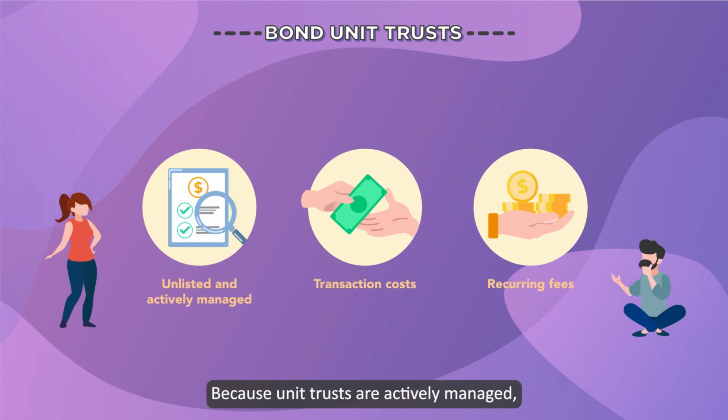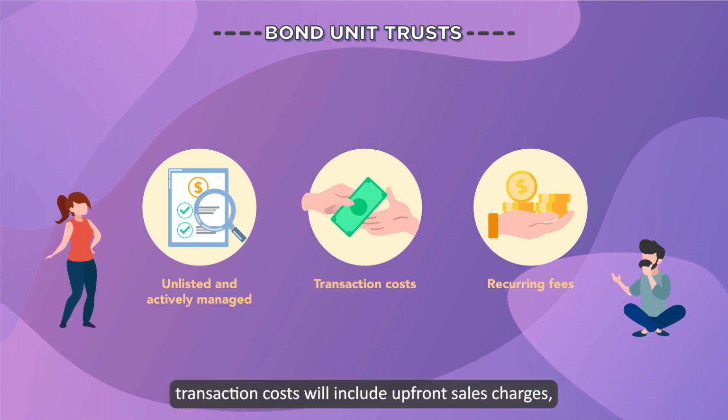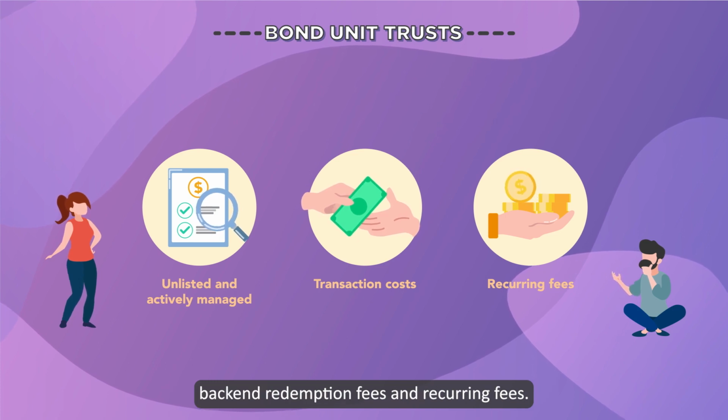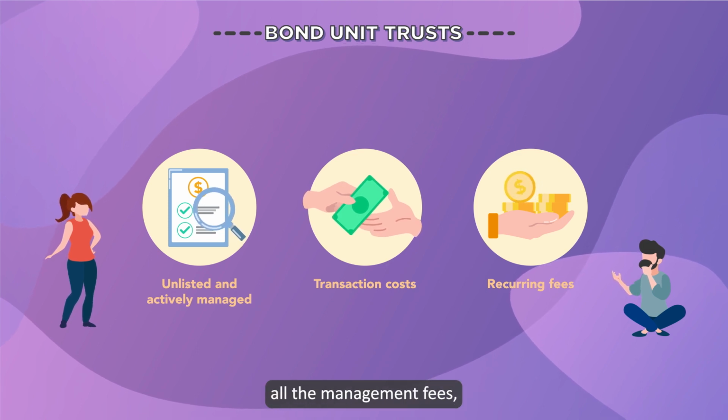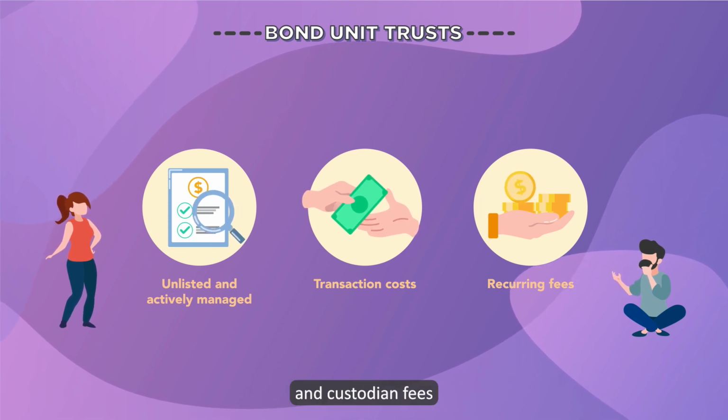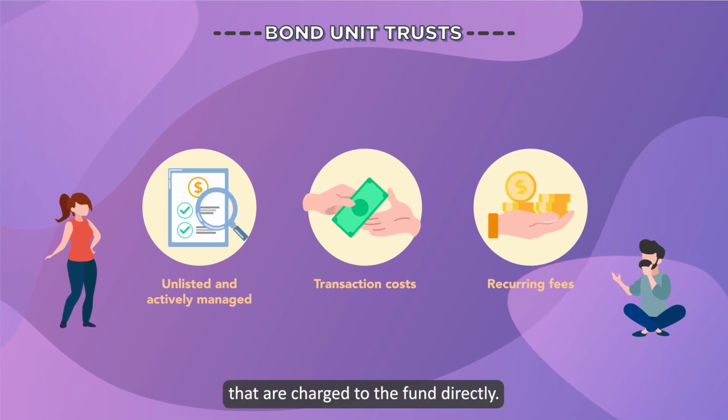Because unit trusts are actively managed, transaction costs will include upfront sales charges, back-end redemption fees and recurring fees. There is also an expense ratio, which will include all the management fees, trustee fees and custodian fees that are charged to the fund directly.